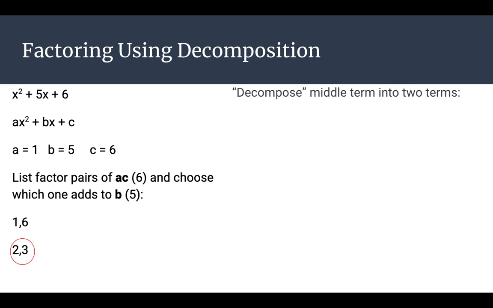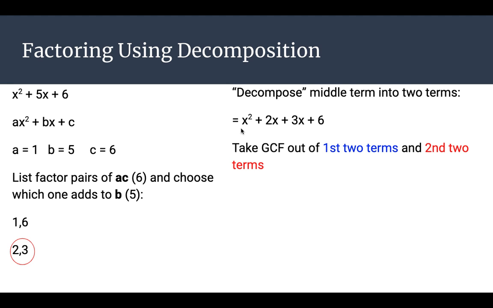So now, what you're going to do, this is exactly what we did. Remember how we split that 5x into 2x plus 3x? Well, we're going to do the same thing here. So we're going to split this 5x into 2x plus 3x. Then you're going to take out the greatest common factor of your first two terms and your greatest common factor from your second set of terms.